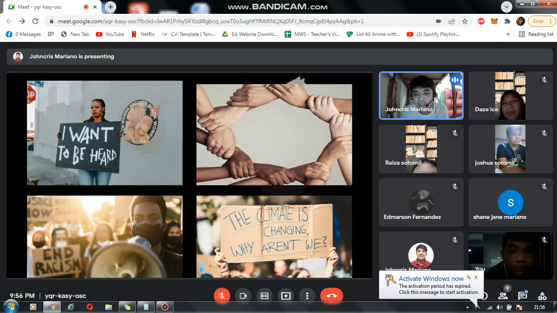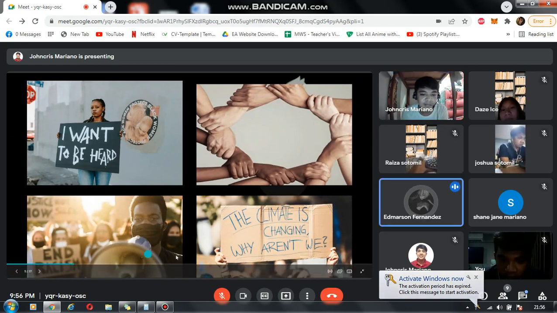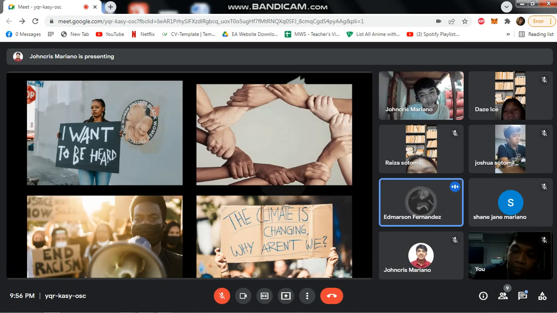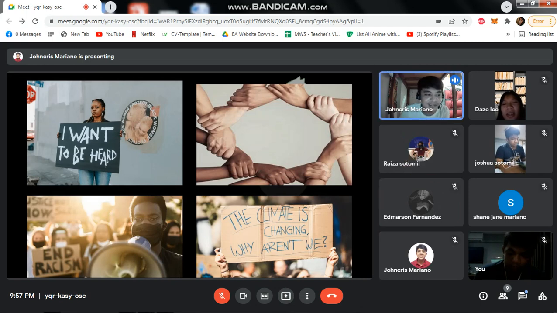Now let's proceed with the fourth image. Let's call on Edmerson Fernandez. For the fourth image, I think the poster is showing a reminder to us of how the world is changing, especially on climate change. At the same time, he or she is expressing the freedom of speech, that he or she wants to be heard that this is happening. That's all.